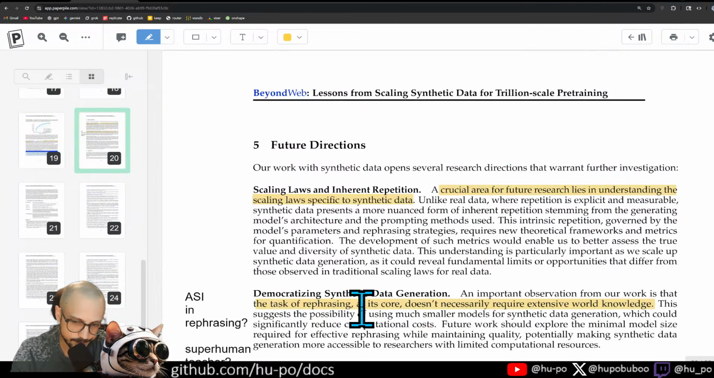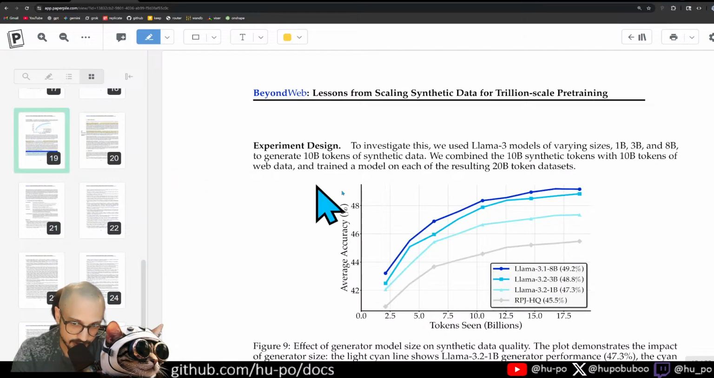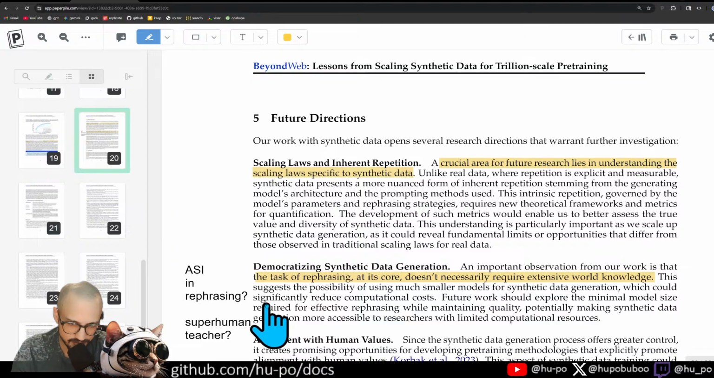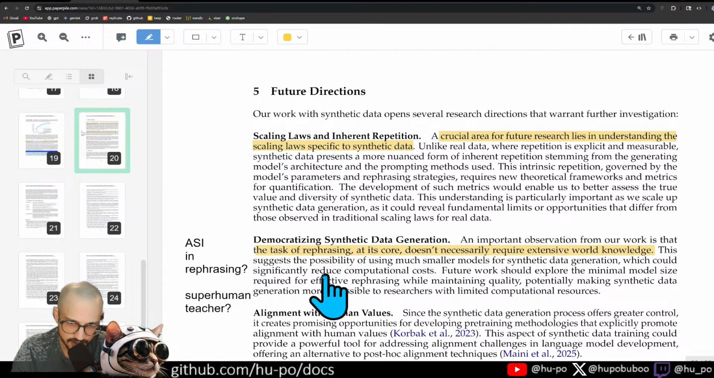But here's what I'm thinking about. Okay, if there is some separation between the size of the model and the quality that it produces of synthetic data, that means you can hill climb this, right? Climb the hill using reinforcement learning, right? Basically some kind of iterative way of improving the score on this. That means you can actually start creating models that are ASI at rephrasing, or superhuman teachers, right?